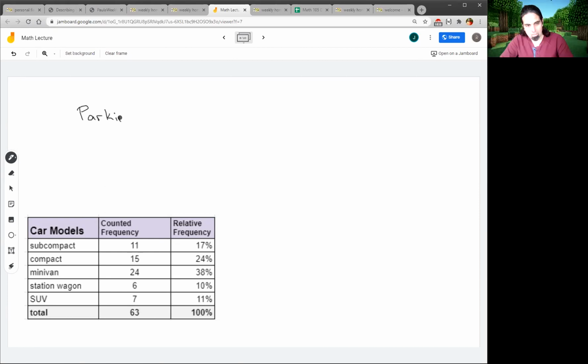Okay, so parking lot predictions. So someone sent out a survey, maybe they're building a new shopping center or something, and 63 people answered the survey saying what kind of car they have. And your job is to plan the parking lot. And the parking lot's actually for how many cars? More than 63.